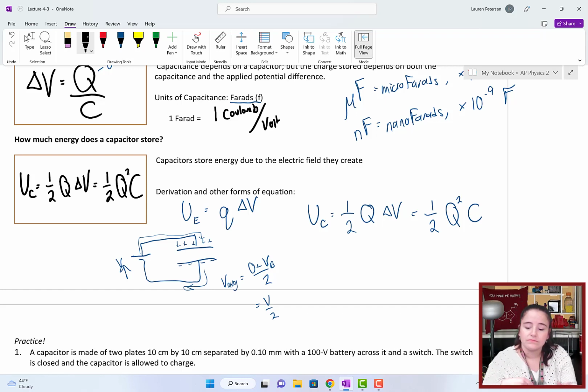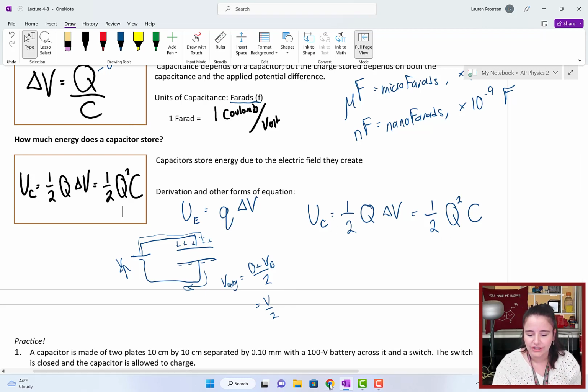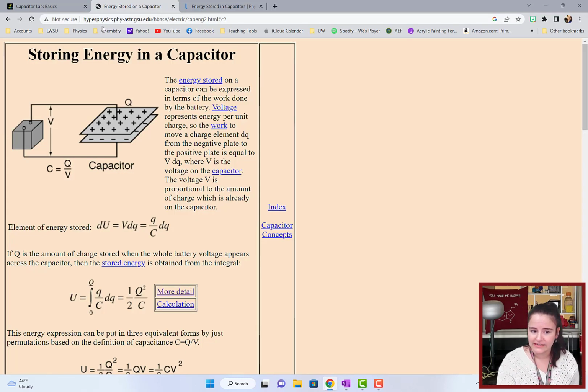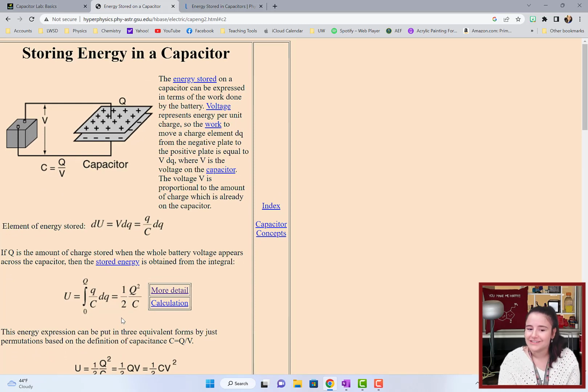Okay. If you want a more in-depth derivation of it, or a calculus-based one, hyperphysics has a great one where you really think about the energy of the capacitor as the amount of work done to move those charges across that voltage. So if you're thinking of that integral from 0 to a full charge Q, of moving it across that voltage, you get that 1/2 Q squared over C. So that's the calculus way to derive it.